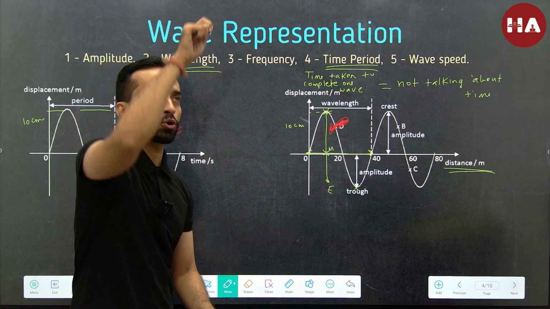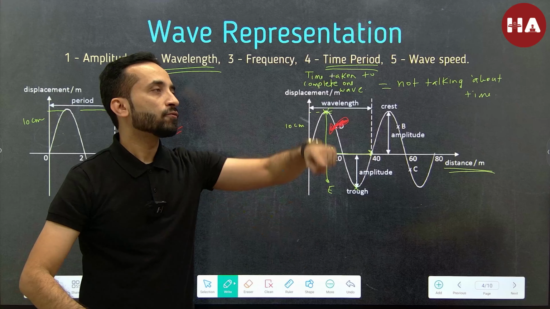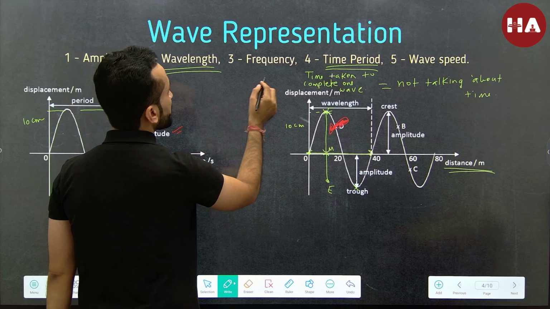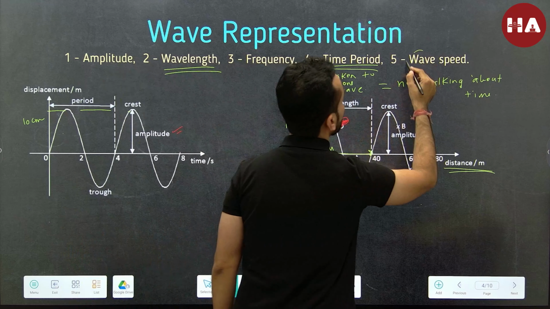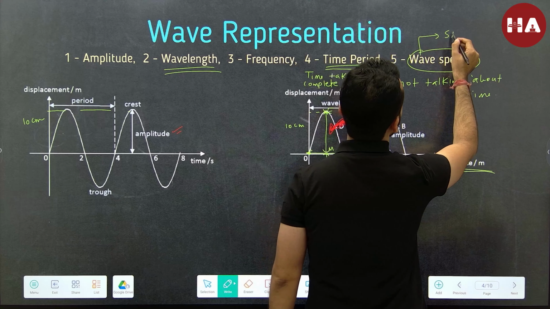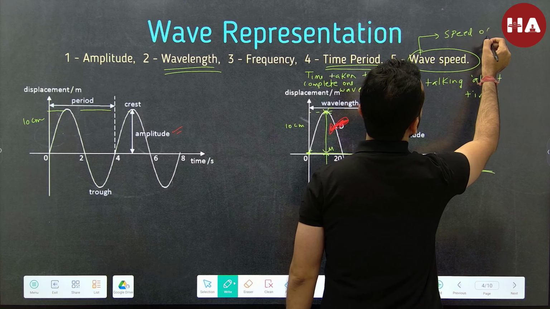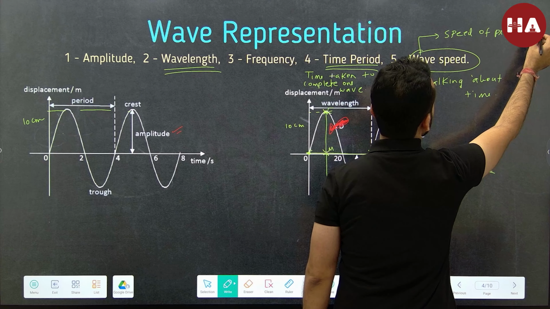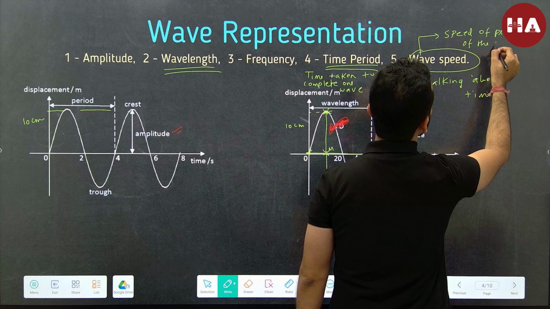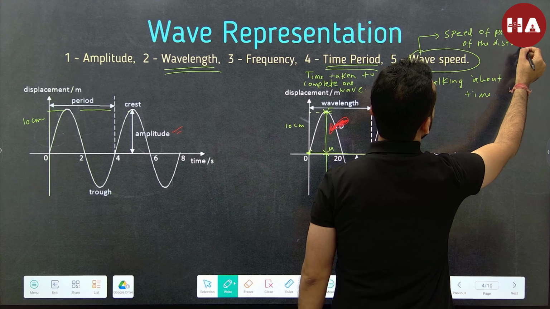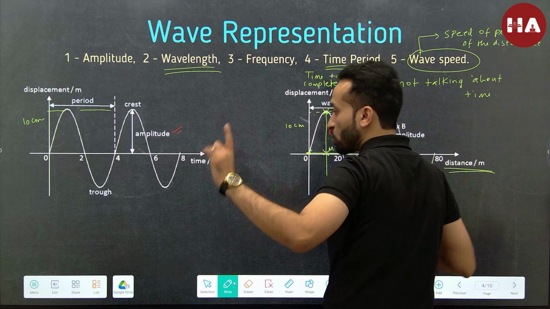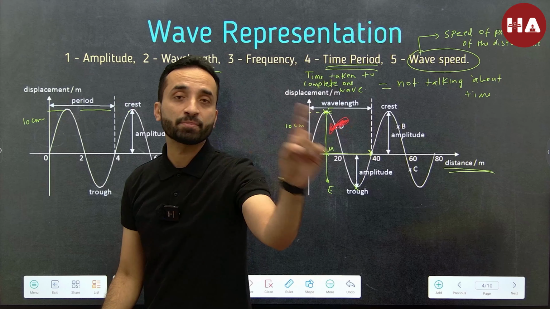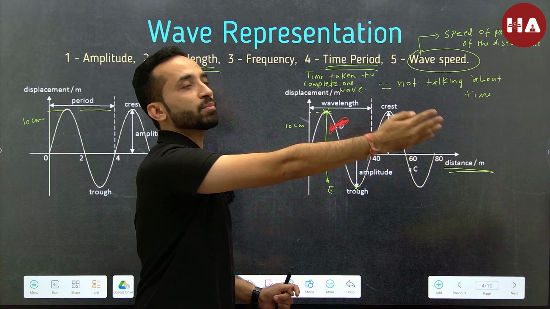So it took me 4 seconds to do this. So it took 4 seconds for one wave to form, isn't it? So can we say that wave speed, what is it, students? Wave speed is basically the speed of propagation. What is it? Speed of propagation of the disturbance. Is it the speed of the particles? No. Particles are moving up and down, up and down. It is not their speed.